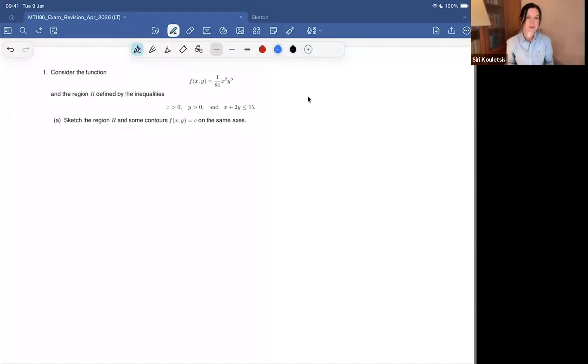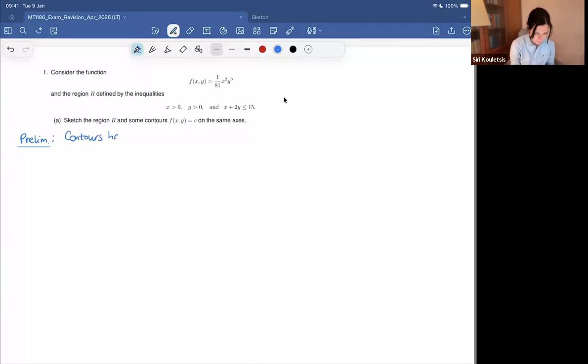Now here I want to start with a preliminary working. So let's say that I don't know what these contours f of x and y, that is 1 over 81 x squared y cubed equals c, are going to look like. So let me investigate the curves. Let me call this just a prelim here.